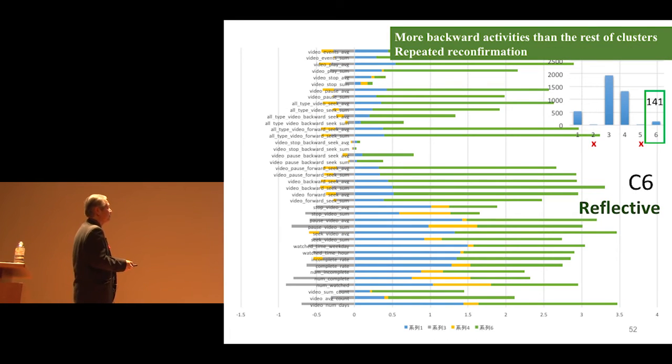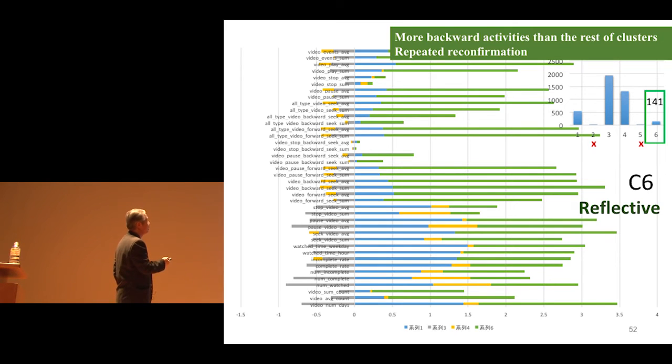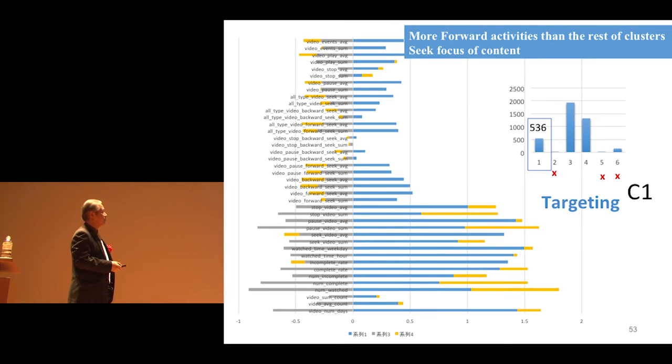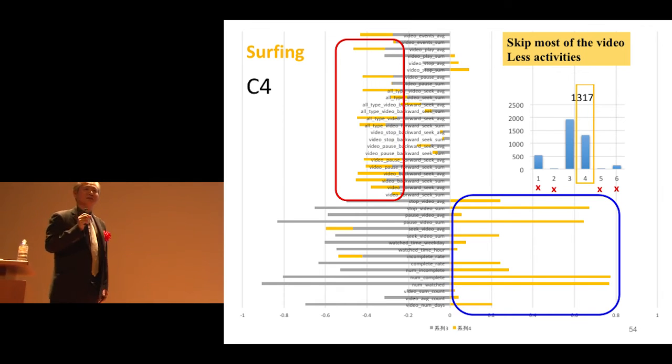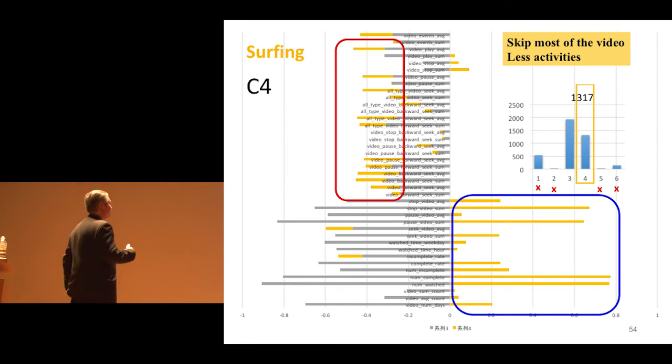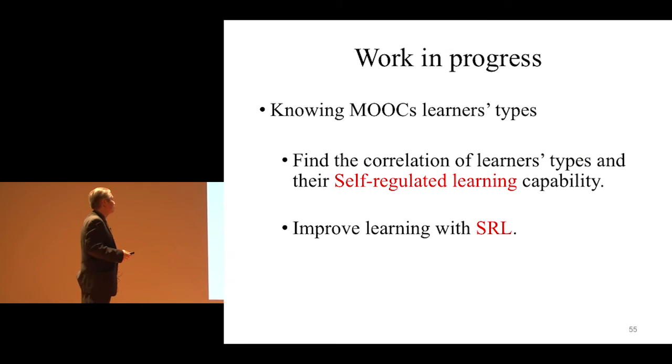And here it comes to the reflective, based on our previous presentation, and so on and so forth. So 6 has more backward activity than the rest. And C1 has more forward activity than the rest. And for the surfing, the average activity per semester is less than 1. It's very little activity. So we just classify it as surfing.